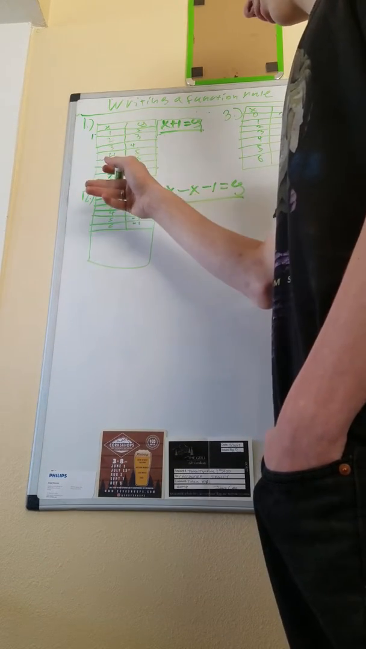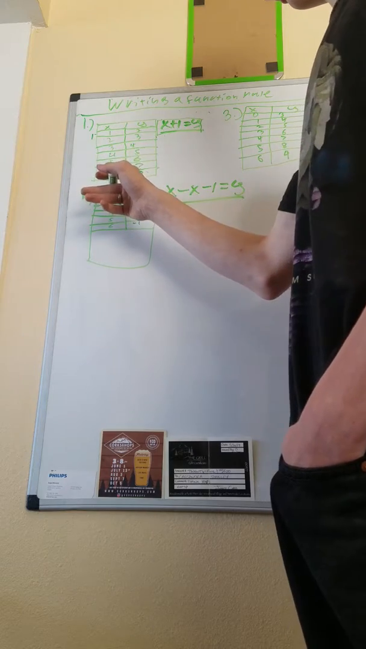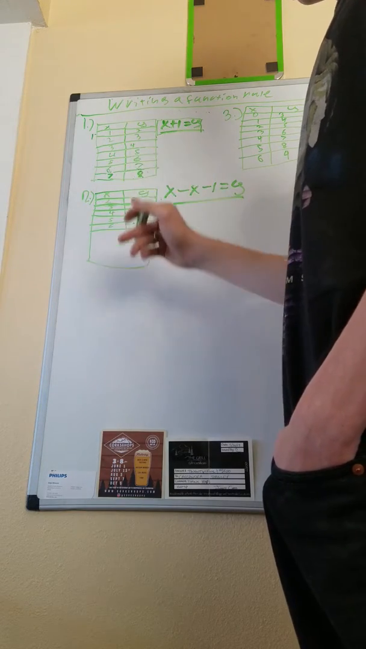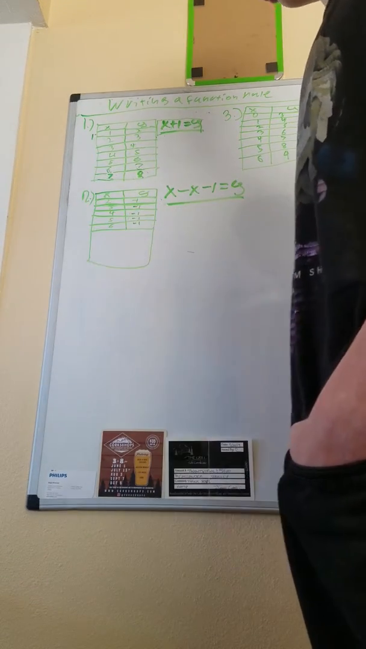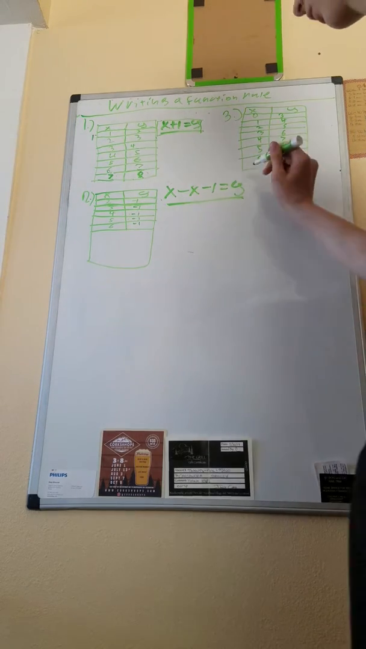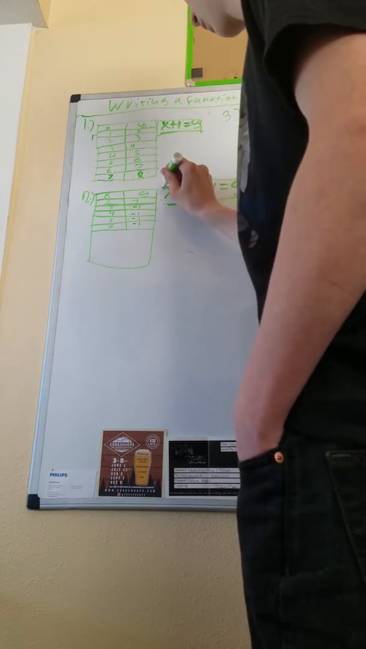So 3 minus 3 minus 1. That's 0. Now it goes to negative 1 since you minus the 1. And then that also goes along with all the others. So yes, this is the rule for this one.